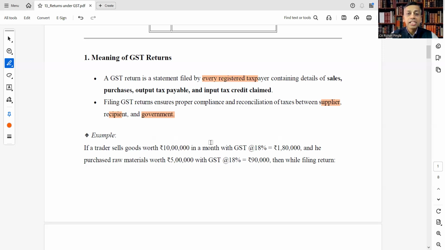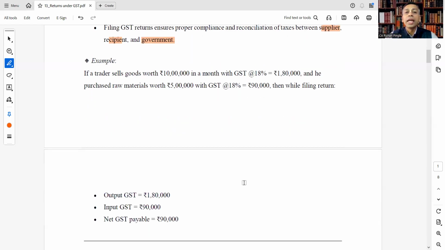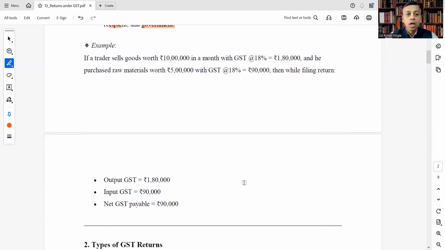Let's see an example. If a trader sells goods worth rupees 10 lakhs in a month with GST at the rate of 18%, GST will be 1 lakh 80,000, and he purchased raw materials worth rupees 5 lakhs with GST at 18%, it will come to 90,000. Then while filing the return, output GST liability is rupees 1 lakh 80,000. Input GST we can claim is rupees 90,000. So net GST payable will be 90,000. So this will also go into the returns.